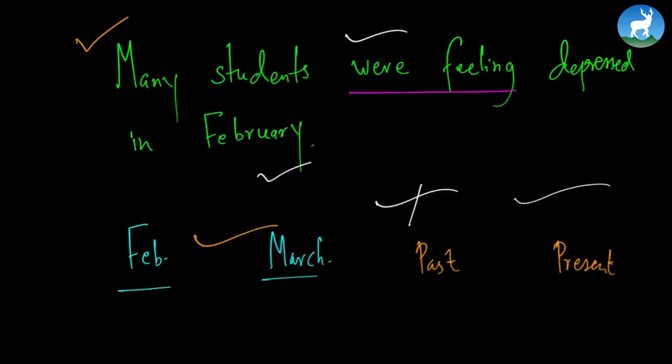So if we look at this example, this was the last example, right? Many students were feeling depressed in February. Something was going on in February. It went up to March, maybe stopped, or maybe went forward. We don't know. And now let's look at our current example.